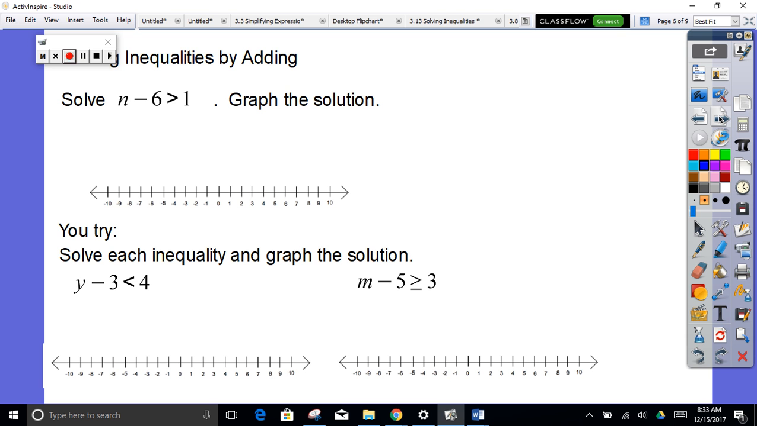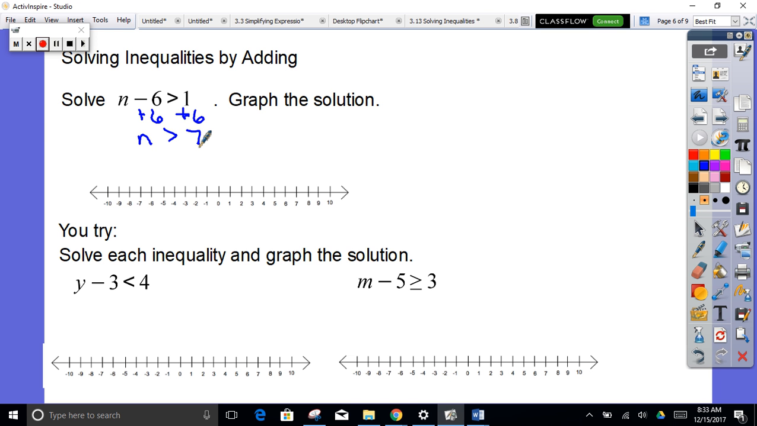Okay, let's take a look at how this looks. So if we want to solve this inequality, our goal is the same as it is for equations. We need to get the variable by itself on one side. So I want to get n by itself, so I need to get rid of minus 6. I do that by doing the opposite, which is adding 6. Because when I add 6 to negative 6 on that side, it will now be 0. The variable will be by itself. So I end up with n is greater than 7.